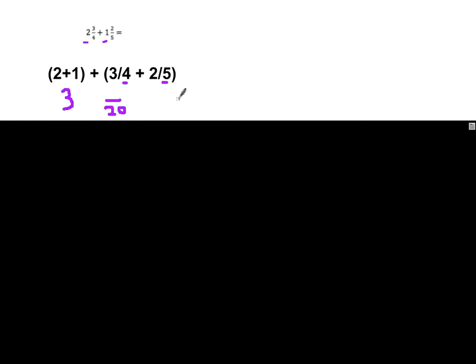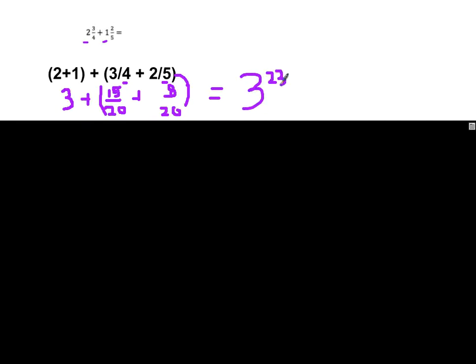So we know we have a 3 so far, a 3 whole. To go from a denominator of 4 to 20, we're multiplying by 5. Whatever you do to one side, we must do to the rest. 3 times 5 is 15. To go from 5 to 20, I'm multiplying by 4, so I need to get this to 8. There is going to be a little bit of regrouping here because it's 3 plus 15 20ths plus 8 20ths. That equals 3 and 23 20ths.